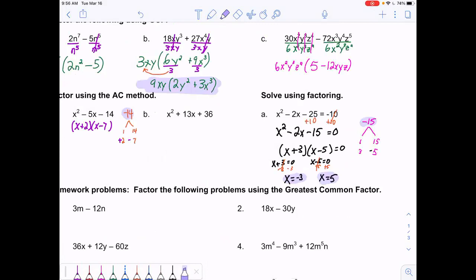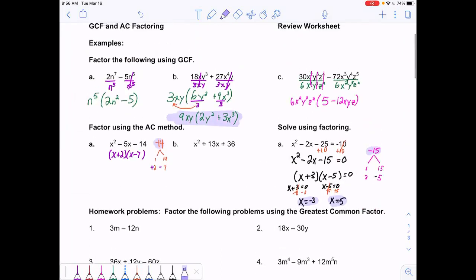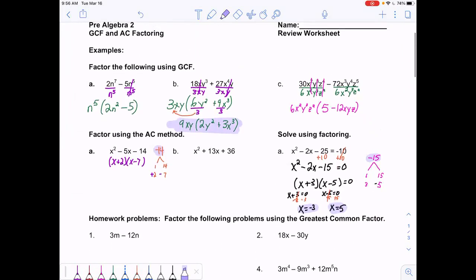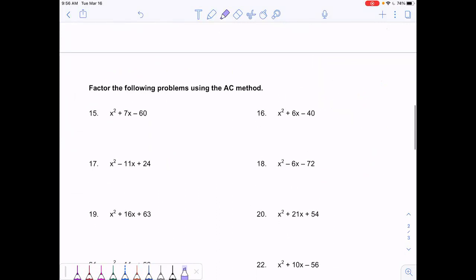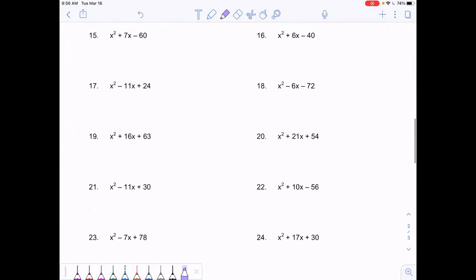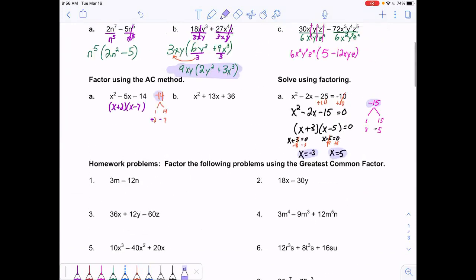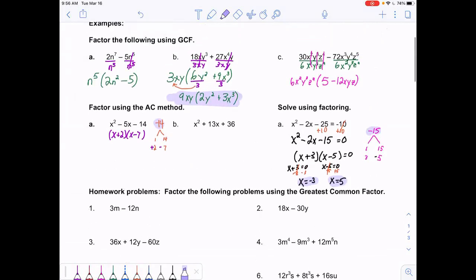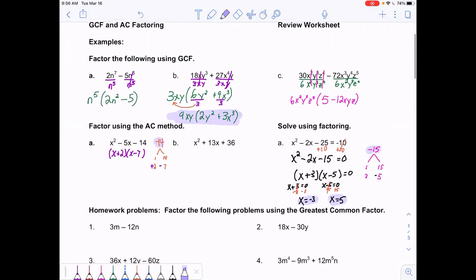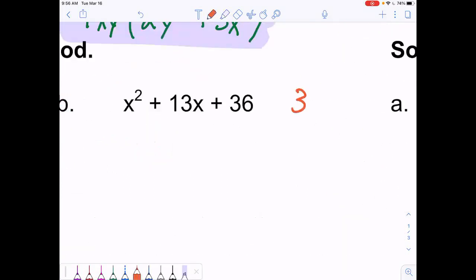The worksheet is separated into 3 sections. Your quiz will be separated into 3 sections. The first section are problems on the greatest common factor, which will be the first 3 problems that Mr. King just went over. The second section will be the AC method. You're just factoring your answer into 2 sets of parentheses. And then the last group of problems will be the problems that you solve, if equal to zero.